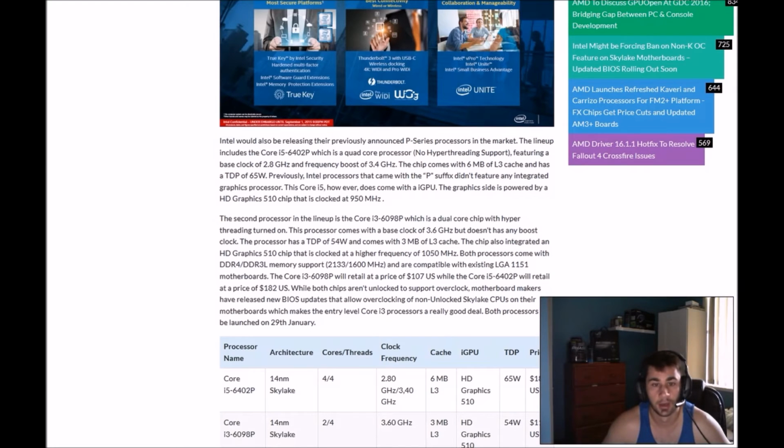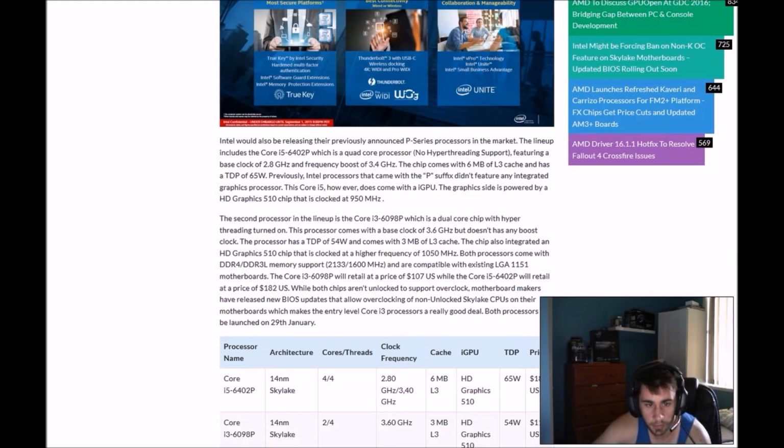Previously, Intel processors that came with the P suffix didn't feature any integrated GPU. This Core i5, however, does come with an iGPU. The graphics side is powered by a HD Graphics 510 chip that's clocked at 950 MHz.